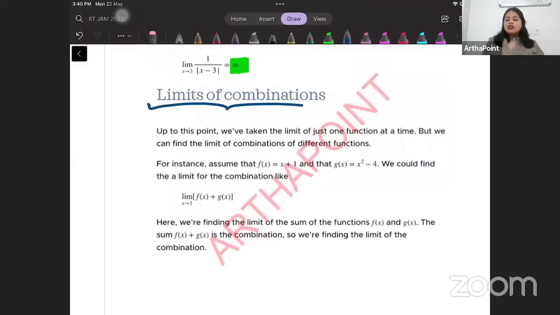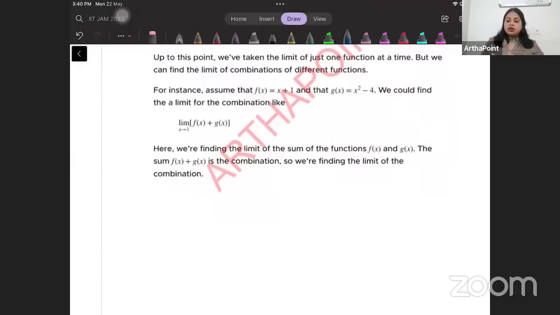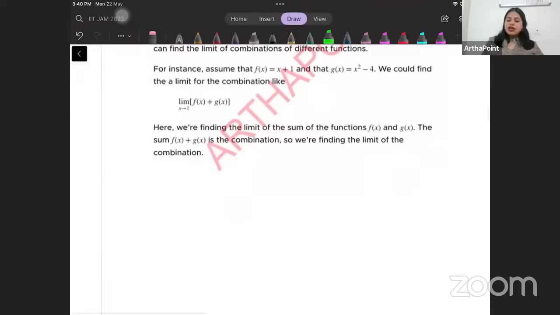ठीक है जी? So what is a combination? A combination is when you have two functions coming together. Just for example, let's say that I have a function f(x) equal to x plus 1. And let's say beta, I have another function g(x) equal to x square minus 1. So if I have two functions f(x) and g(x) together, then how do I work through it? How do I bring about the concept of limits? This is what we want to learn in this lecture. Is this clear? Acha. So let's have a look through it.